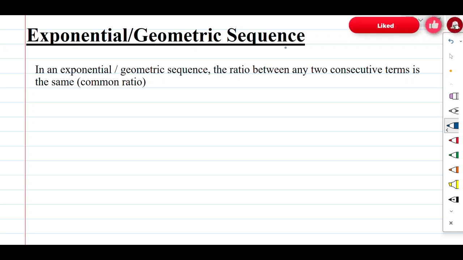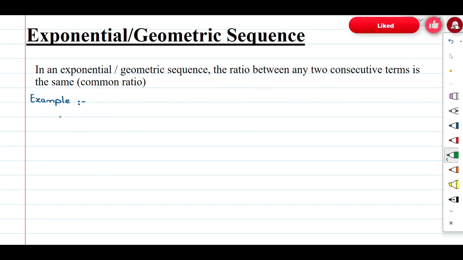Exponential or geometric sequence. In an exponential or a geometric sequence, the ratio between any two consecutive terms is the same, and that ratio is called the common ratio. Okay. For example, let's do some examples about the geometric sequence or exponential sequence.